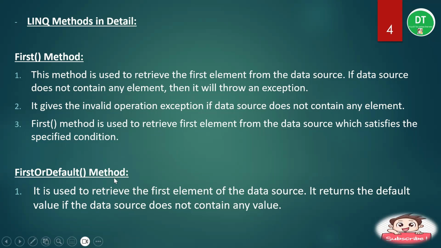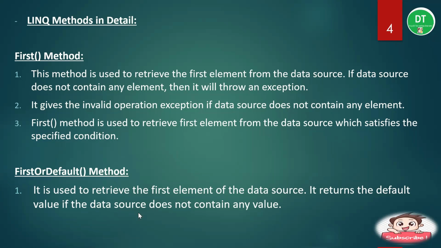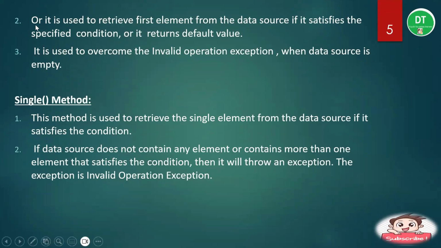Next method is the FirstOrDefault method. It is used to retrieve the first element of the data source. It returns the default value if the data source does not contain any value. Or it is used to retrieve first element from the data source if it satisfies the specified condition, or it returns default value. It is used to overcome the invalid operation exception when data source is empty.